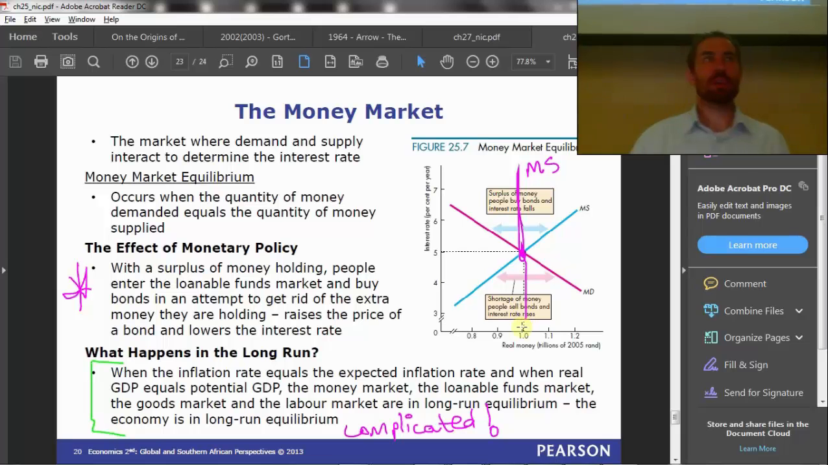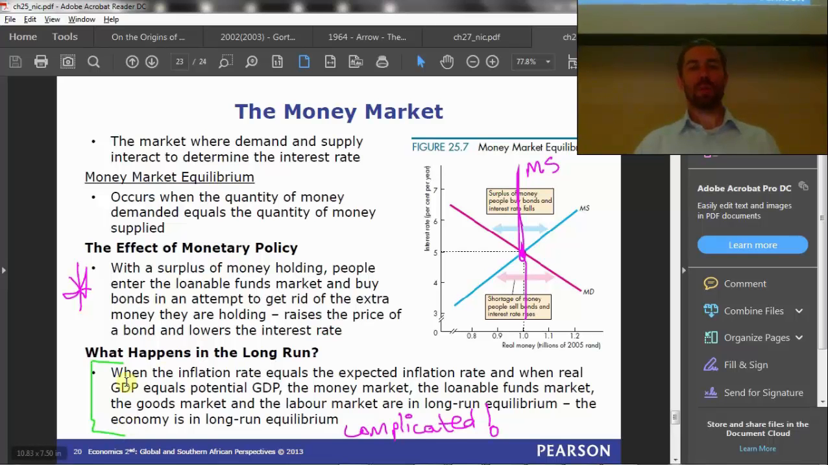At the end of our discussion on the money market, we came to this statement here: what happens in the long run, talking about monetary policy, when we're talking about equilibrium, the effects of monetary policy on equilibrium, and then obviously the long run effects on equilibrium.